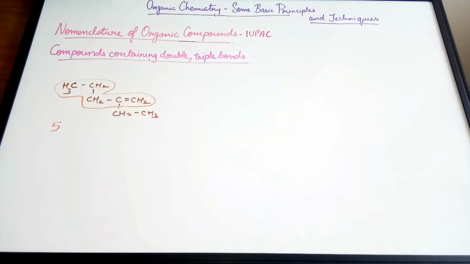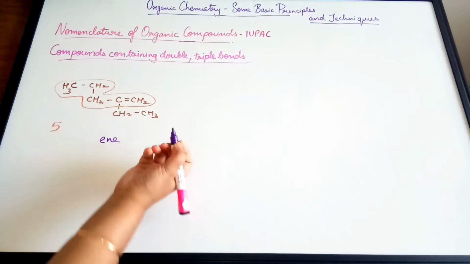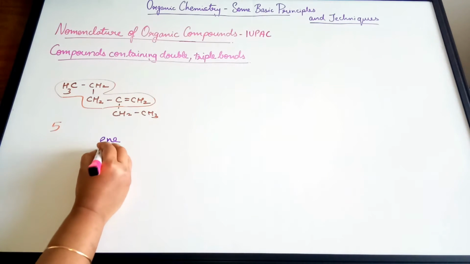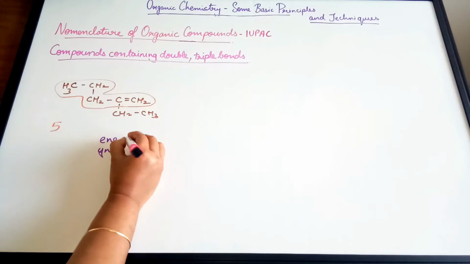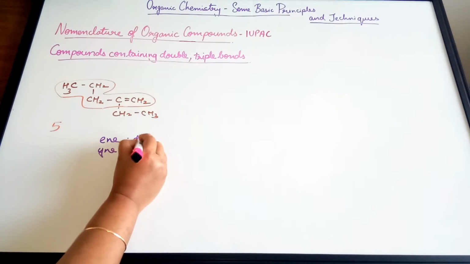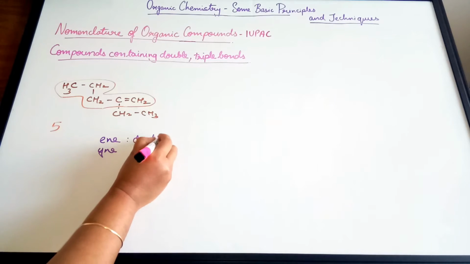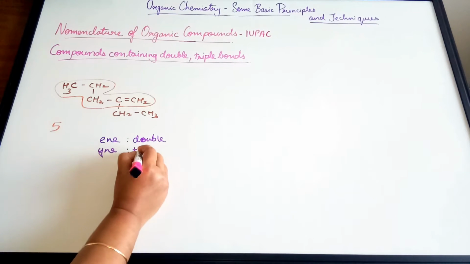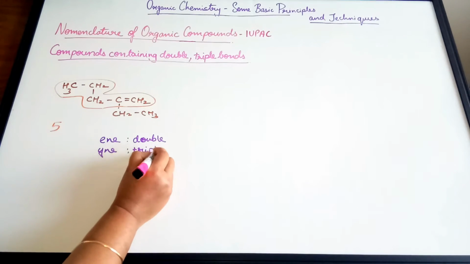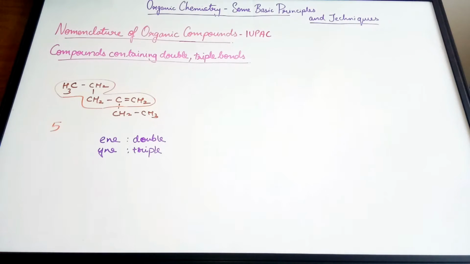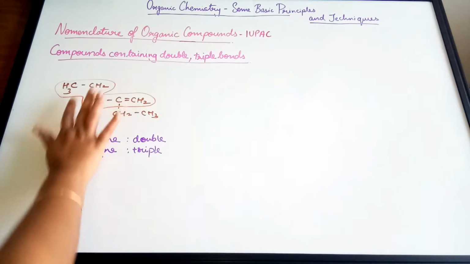Secondly, when we have a double bond, then instead of writing pentane, we would write it as pentene. And if it had a triple bond, it would be pentyne. So for a double bond, it is ene, and for a triple bond, it is yne. That is the second rule. Now the lowest number is given for the carbon-carbon multiple bond. Now let's take this particular compound.